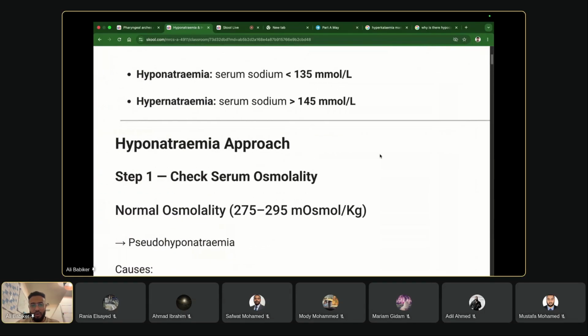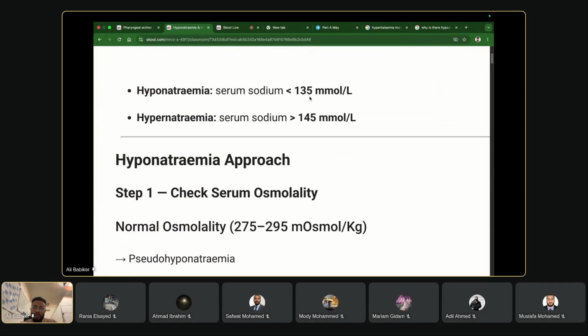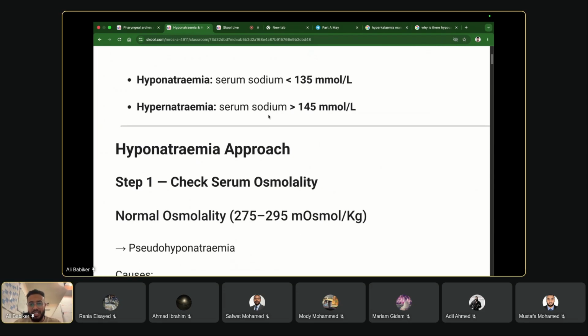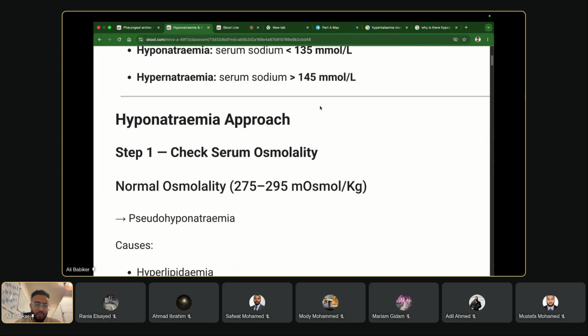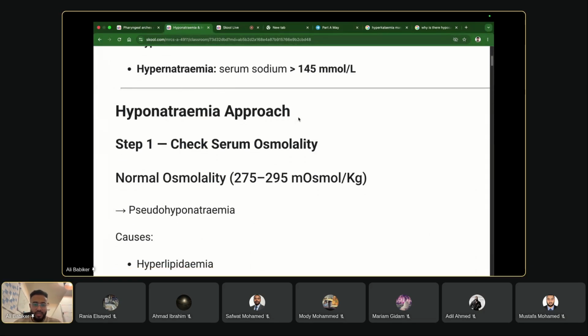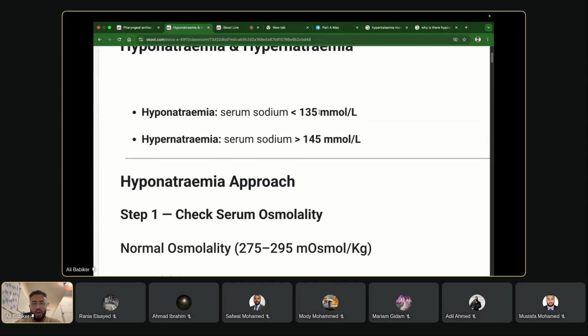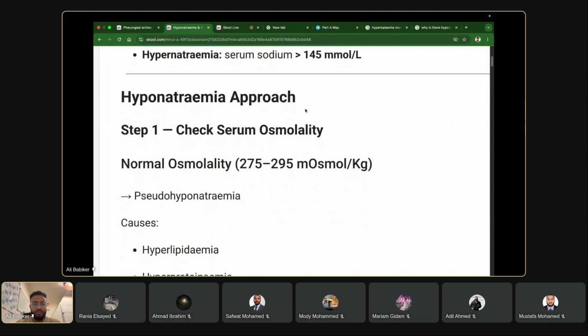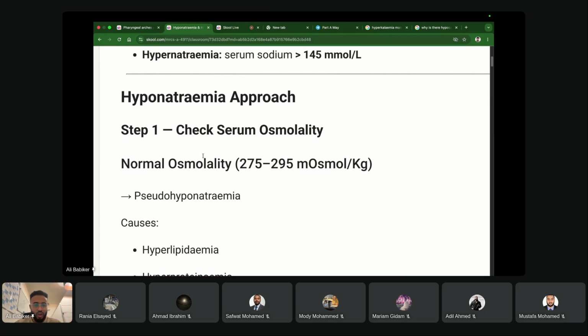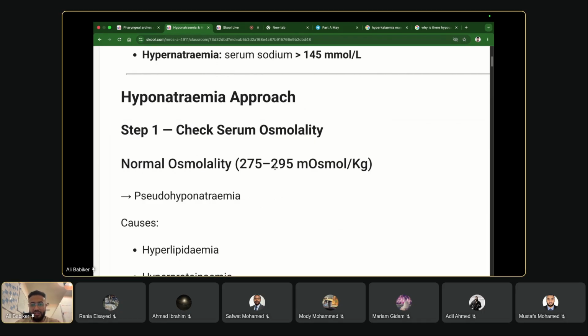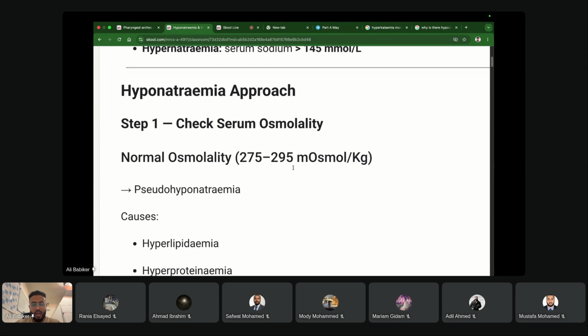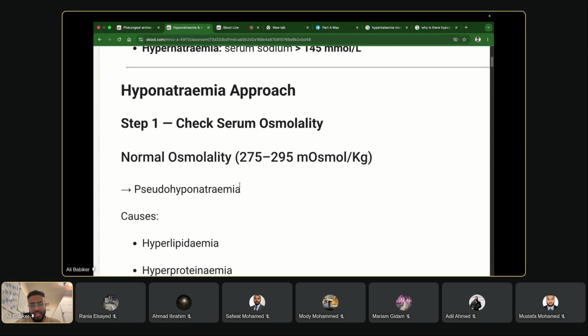So sodium, the next important one. Hyponatremia is serum sodium less than 135 millimole per liter, and hypernatremia is serum sodium more than 145 millimole per liter. How do you approach it? Let's say your patient has a sodium of 134 or 127. First step, check the serum osmolality. Normal osmolality is 275 to 295. Why is that? To exclude pseudo-hyponatremia.